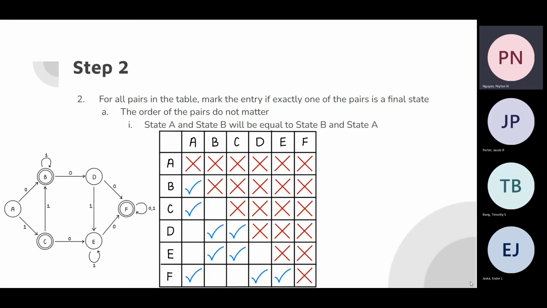In the next step, for all the pairs in the table, we want to mark the entry if exactly one of the pair is a final state. As we can see here, with A and B, B is a final state. And like I mentioned earlier, we don't care whether A is final and B is not, or the reverse; we just consider whether one of the two is final.